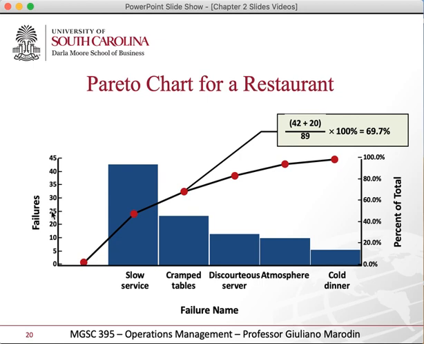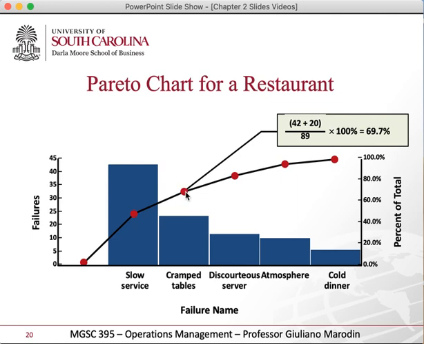So if you're looking here, I have the same types of defects, but I organized them from higher to lower. So I have slow service here, cramped tables, discourteous server, tough food, atmosphere, and cold dinner, right? And that's already making it very clear that slow service is the most important one, right? Because it accounts for about 45 percent of the total, right? And the bars here are the number of failures, and the line is the percentage. So how do I get to 45%? That was 42 divided by 89. 89 is the total, right?